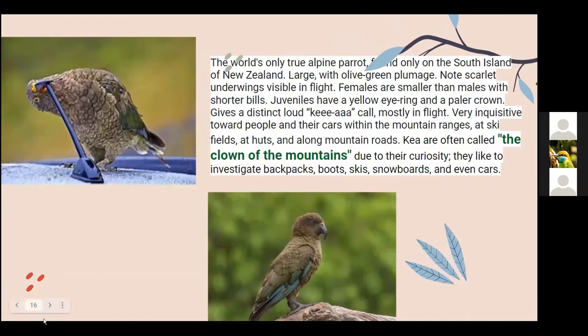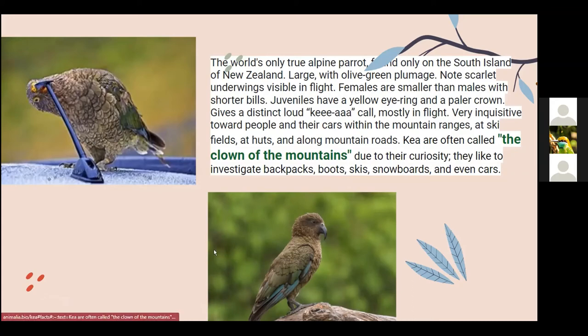Now this is called the Kea, the world's only true alpine parrot. So it is found only on the South Island of New Zealand. Large, with olive green plumage and scarlet underwings visible in flight. Females are smaller than males with shorter bills. Juveniles have a yellow eye ring and a paler crown. Gives a distinct loud "kia" call, mostly in flight.